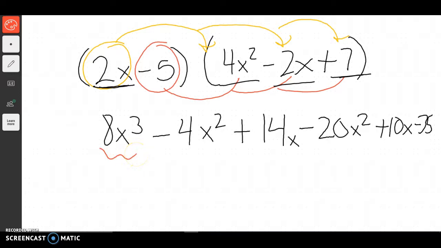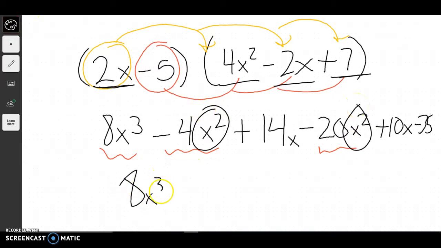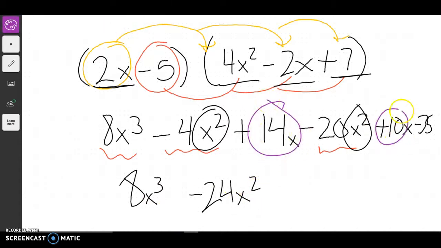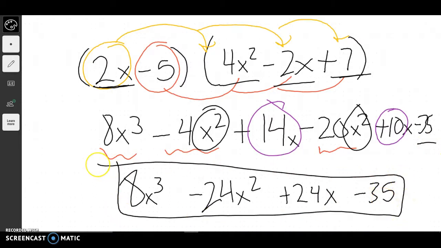So the x to the third doesn't have any more x to the thirds. This negative 4x squared does match with this negative 20x squared because they both have these x squareds on the end. So that's going to give me negative 24x squared. This 14x will now match with this 10x, which will give me plus 24x. And then this negative 35 doesn't have anything to combine. So this would be my final answer.